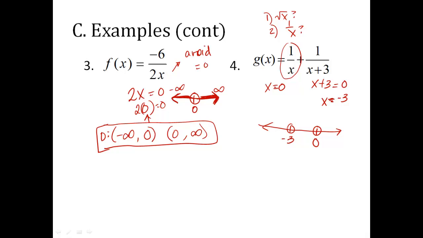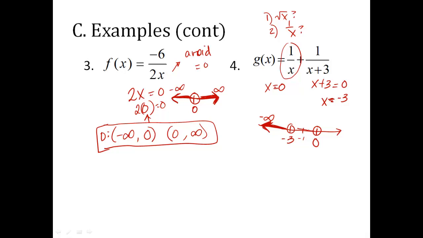Could it be any, like negative 4, negative 5, on and on and on? Sure, it can be anything less than negative 3, which means it goes to negative infinity. Could it be a negative, like a negative 1? Would that work? Yeah, negative 1 over negative 1 plus 3 would be 1 over 2. That would work.